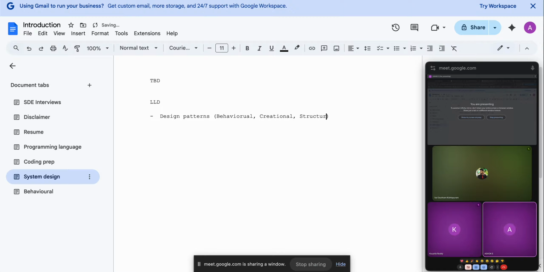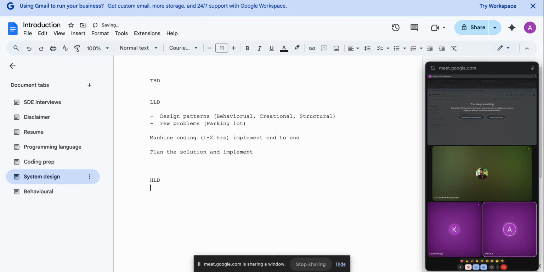I'll cover all these design patterns, and then we'll cover a few problems as well, like parking lot and things, right? We'll also discuss how we can go about machine coding. If you are given 1 to 2 hours of time and asked to implement end to end, how to go about it, how to plan the solution and implement it, right? This is for LLD and machine coding.